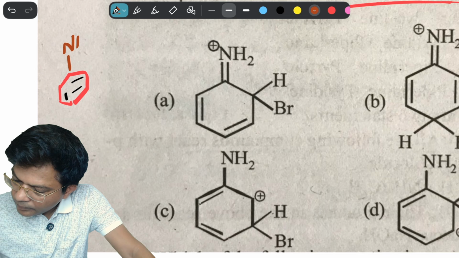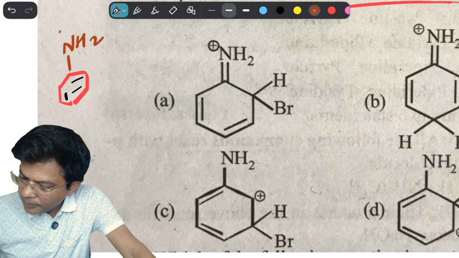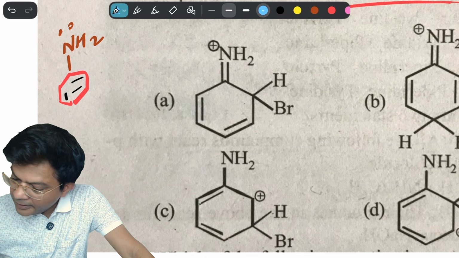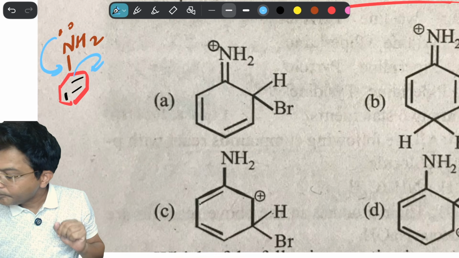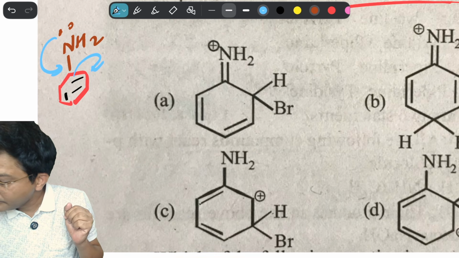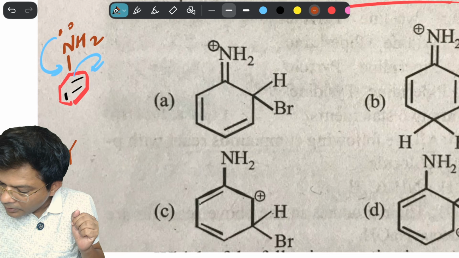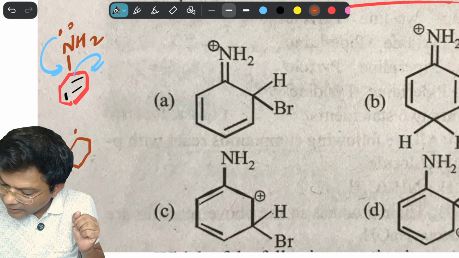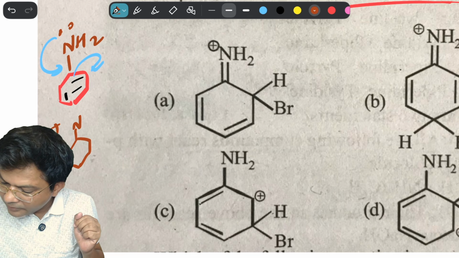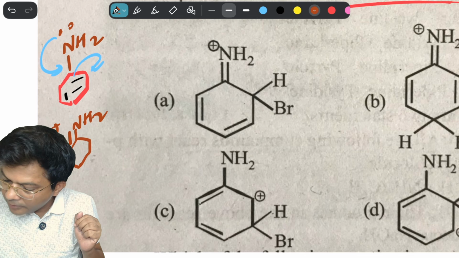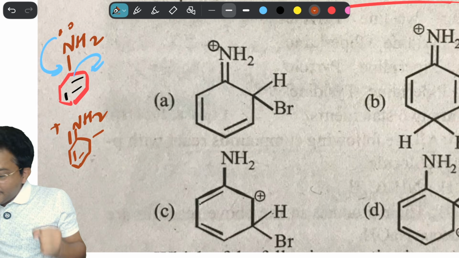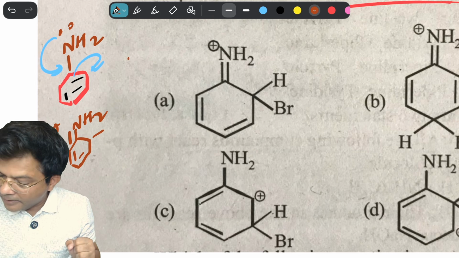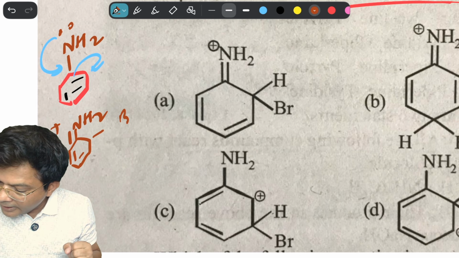Now, the lone pair will come. Now, the lone pair has gone. That means N will get a plus charge. A double bond will get formed, with a negative charge. Br plus will come and join over here.